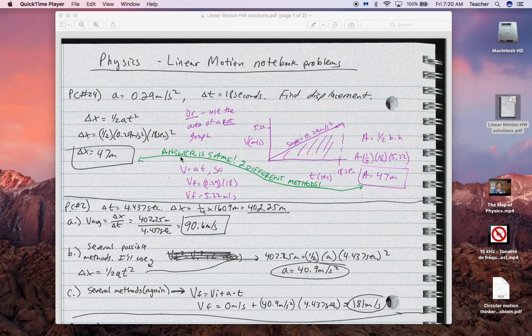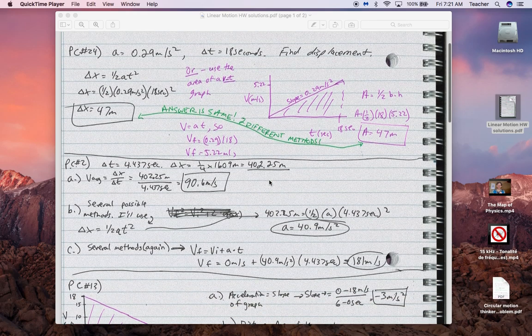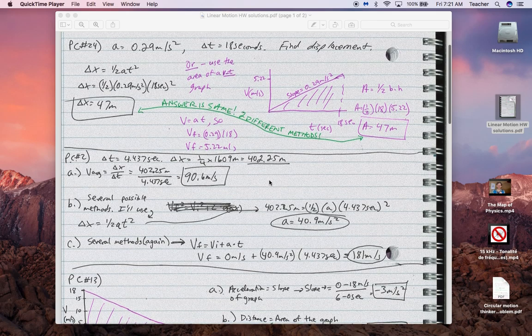47 meters. To find the area of the velocity time graph, I need to know the maximum velocity. So that's acceleration times time. It gives me 5.22 meters per second. So I put that up here. 1 half, 18 seconds, 5.22 gives me 47 meters also. So I won't do most of these that way, but I wanted to just let you know.